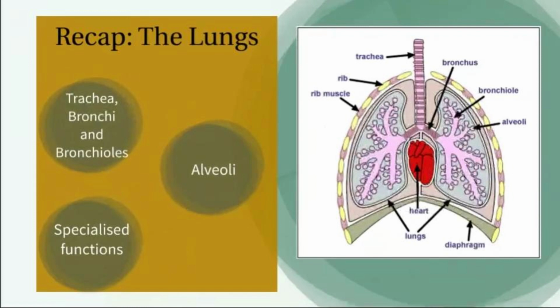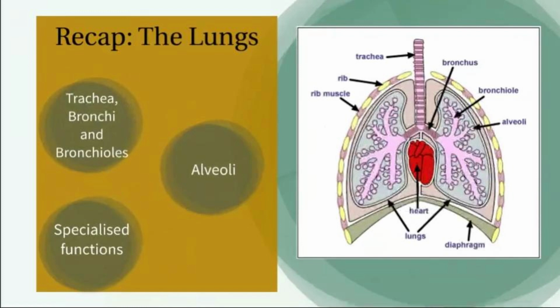And as we know, these are specialised for their function by having thin walls. They have a good blood supply. They are elastic, etc. All things we discussed last week, and all things which also apply to other gas systems, not just in mammals. So the flow of air in and out of the alveoli is referred to as ventilation. So that is a key term that you need to remember if you ever need to define ventilation.